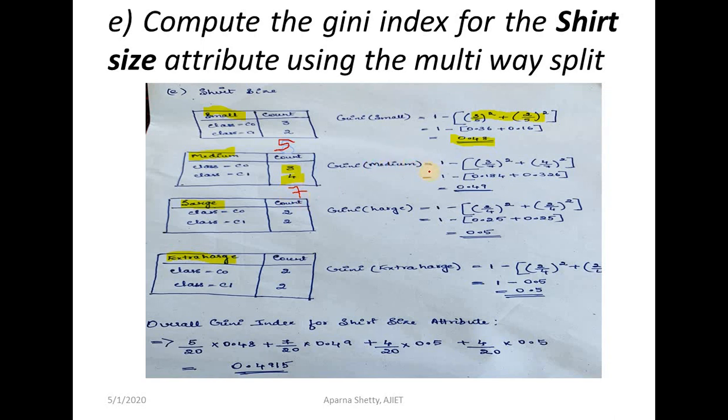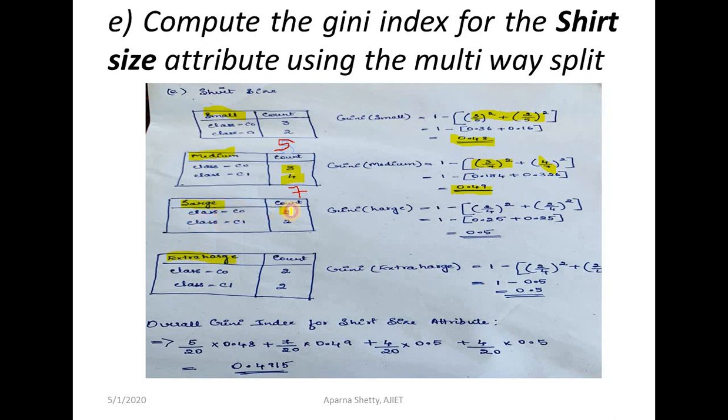Hence calculate the Gini for medium. 1 minus (3 divided by 7) the whole square plus (4 divided by 7) the whole square. You will get 0.49. Okay, same way calculate the Gini for shirt size large.